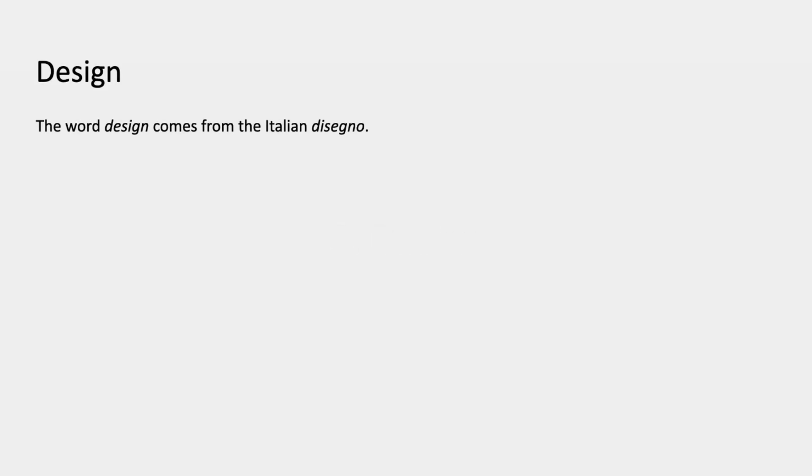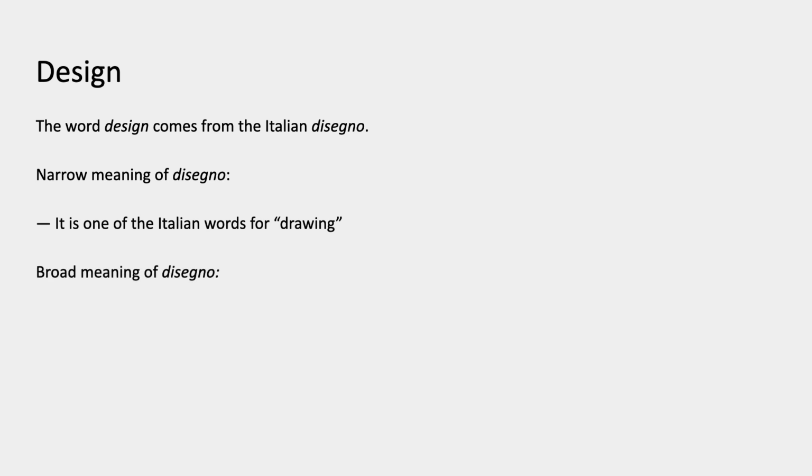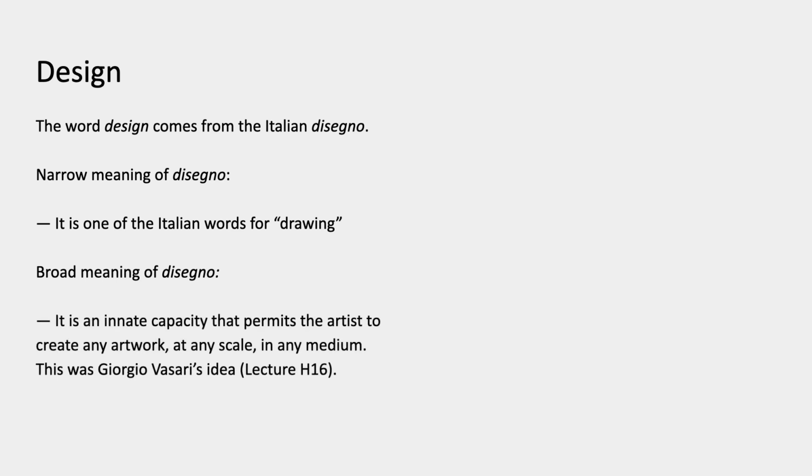So the word design comes from the Italian disegno. It has narrow and broader meanings. The narrow meaning of disegno is that it's one of the Italian words for drawing. The broad meaning is that it's an innate capacity that permits the artist to create any artwork at any scale, at any medium. There's a famous boast by Michelangelo in which he said, if you can master disegno, by which he meant both drawing and this broader meaning, if you could master it, then you could design anything at any scale, including carving a mountain.